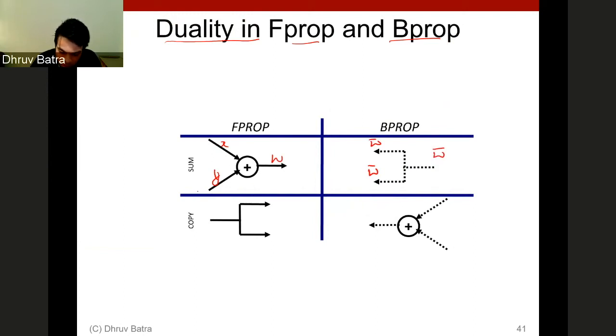So summations become distributions on the backward pass, and distributions become summations. If there's a copy operator, for example, with X bar coming in here and X bar coming in here, we will end up adding those two on the backward pass. This is just a direct consequence of the chain rule and the sum of partial derivatives to get total derivatives. And this is something that you've seen in the past.